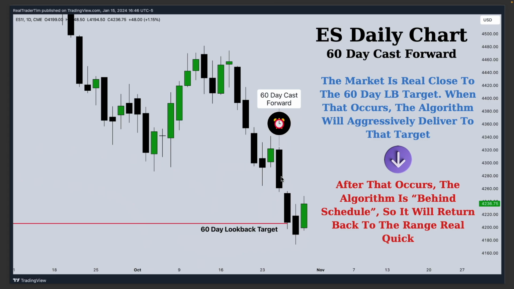Now, if this is the 60th day, this is the 61st and of course 62nd day from August 1st, our anchor. After this occurs, what has been completed? Well, we've completed sweeping the 20, the 40, and now the 60-day look back target. When did we do that though? After the 60-day cast forward. So if you look here, right where I have these annotations, think that the market is behind schedule per se. So if we're completing this major objective after the 60-day cast forward, it's going to want to swoop back into the range real quick because it's, again, quote, behind schedule.